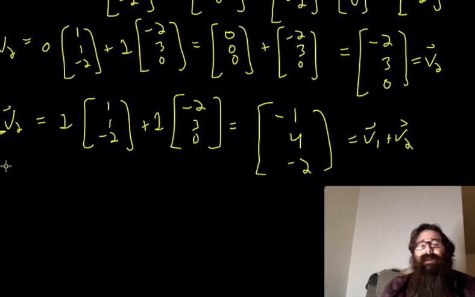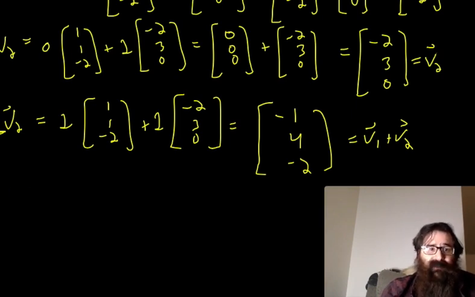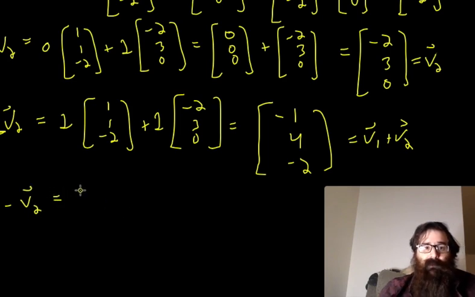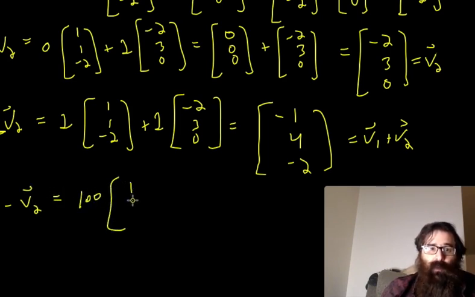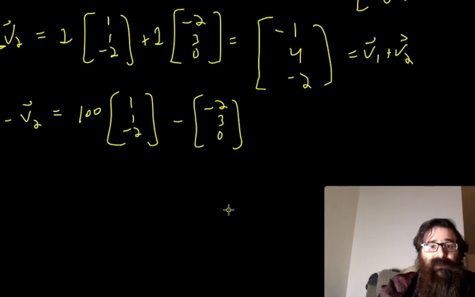And then you can do anything for the linear combination. So you could do 3 times vector v1 plus 9,000 times vector v2. You could do v1 minus v2. All sorts of cool stuff. Let me do something a bit more exciting, though, for this fifth one, just to show how you can really get creative. Let's do 100 times vector v1 minus vector v2. So then 100 times this vector 1, 1, minus 2, and then minus this vector negative 2, 3, 0.